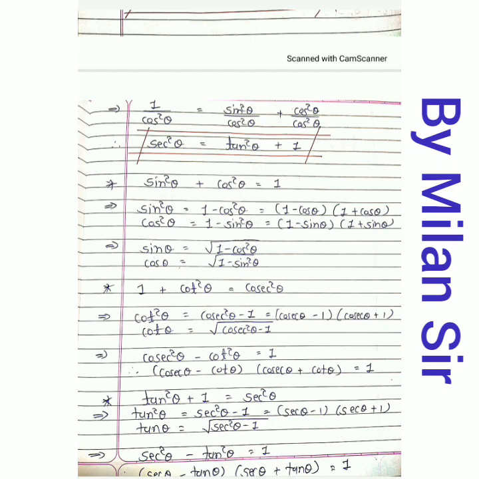Right? Same way, if I want to find cos square theta, then transfer sine square theta to the right hand side. So it becomes 1 minus sine square theta. So 2 more formulas: sine square theta is equal to 1 minus cos square theta, and cos square theta is equal to 1 minus sine square theta. Now if I want to find sine theta and cos theta, then I need to take the square root.